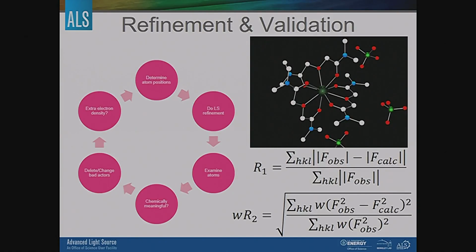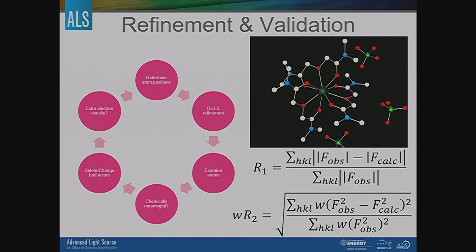All right, so the cycle is, as I discussed earlier, we've determined some atom positions. Great, fabulous. Do least squares refinement. Oh, it looked a little sketchy. You had some interesting correlations. You had some weird things pop up. So then you have to examine your atoms. Ooh, that carbon's 5-coordinate. Does that make sense? No. Why is it 5-coordinate? Oh, that other atom just kind of blew in here and landed. Well, you kill that other atom and see if everything can retain its chemical meaningfulness. Delete any other bad actors.